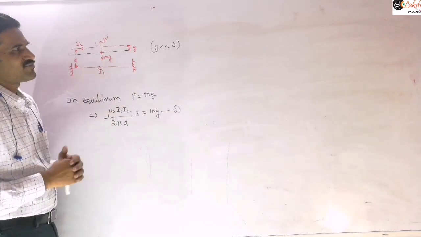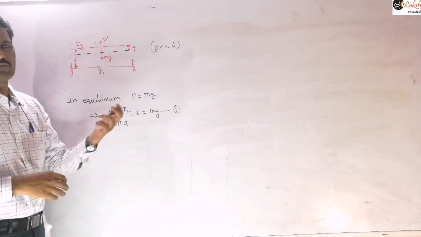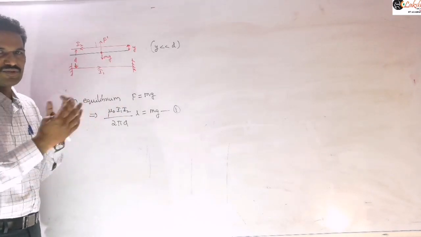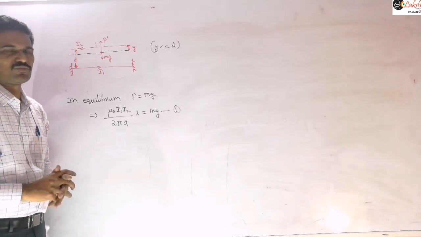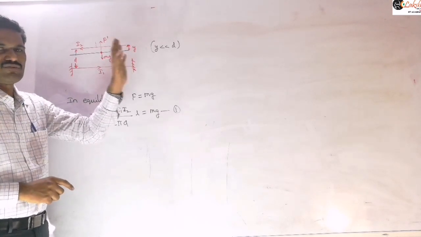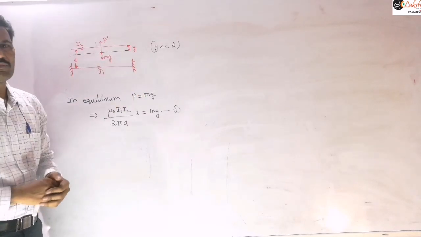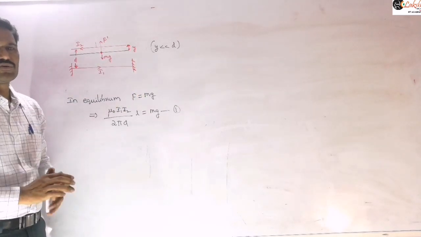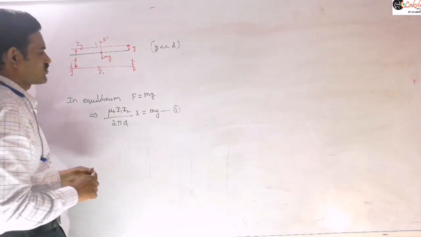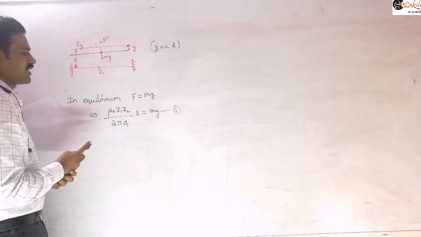And if this y is very small, then you can conclude that the motion will be simple harmonic motion. That means we can prove that it has simple harmonic motion. If this condition is not given, you can just say that it is an oscillatory motion. If y is very small compared to d, then you can conclude that it executes SHM. And so now, I am taking that condition here.